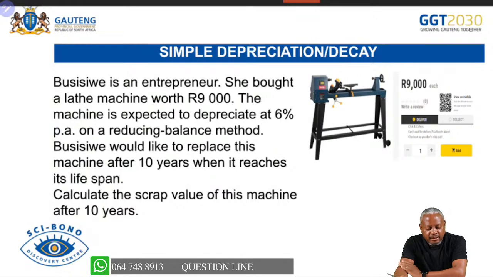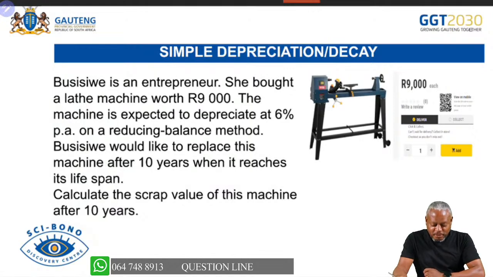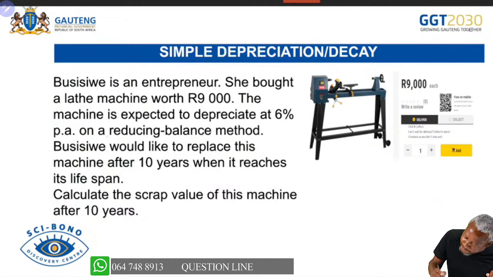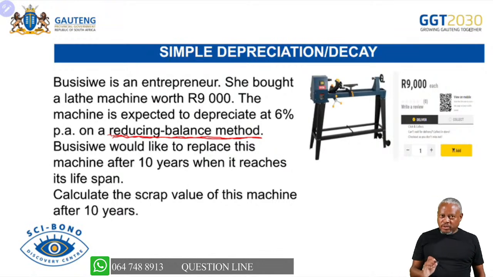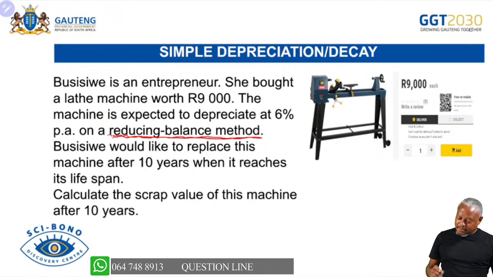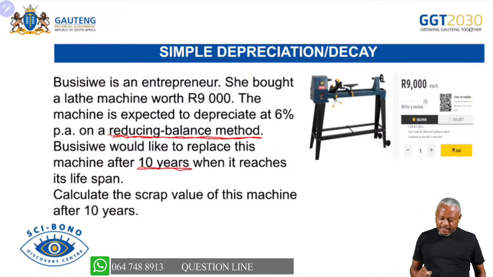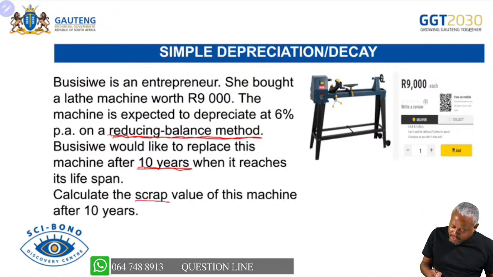Busisiwe is now an entrepreneur. She bought a lathe machine worth 9,000. The machine is expected to depreciate at 6% per annum. Now, it's what? On a reducing balance. Please, you must be able to identify that. This one will help you to identify the correct formula. Reducing balance. Busisiwe would like to replace this machine after 10 years. When it reaches its lifespan, calculate the scrap value of this machine after 10 years.